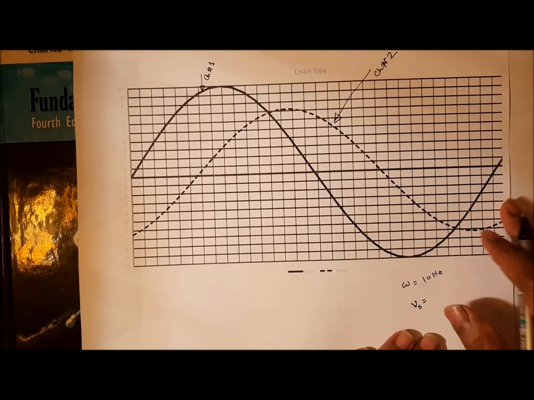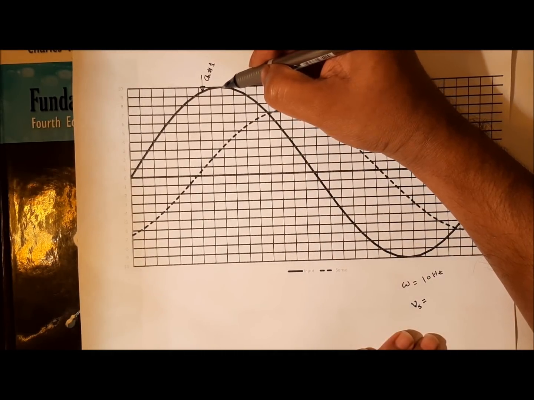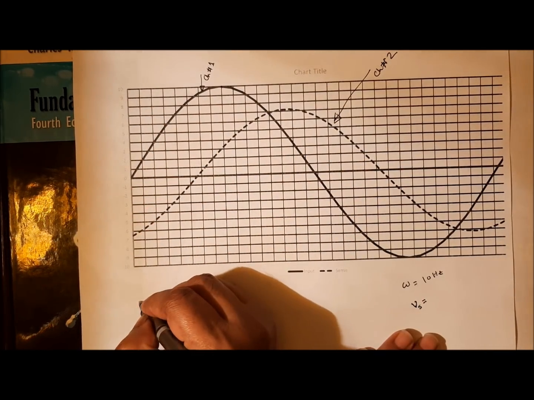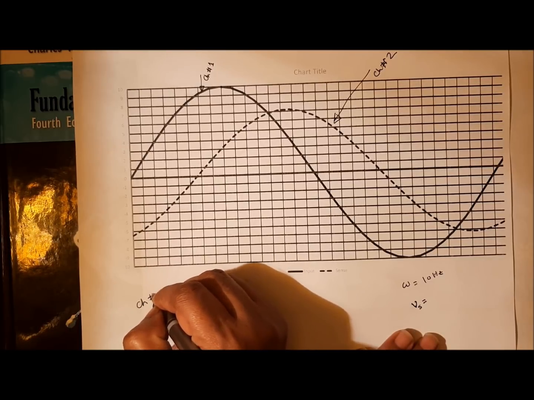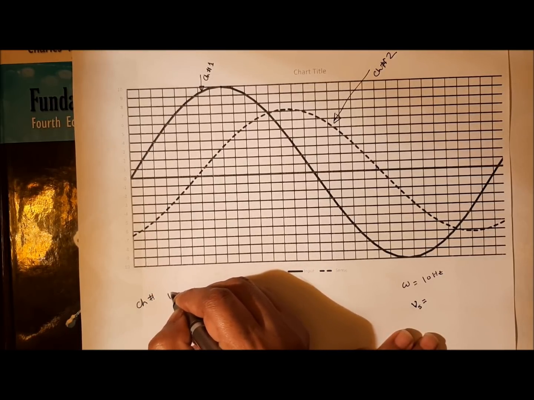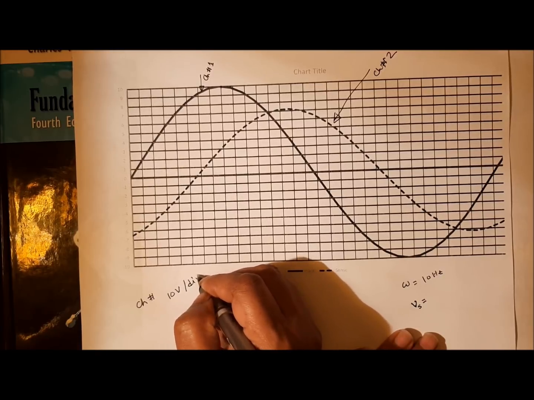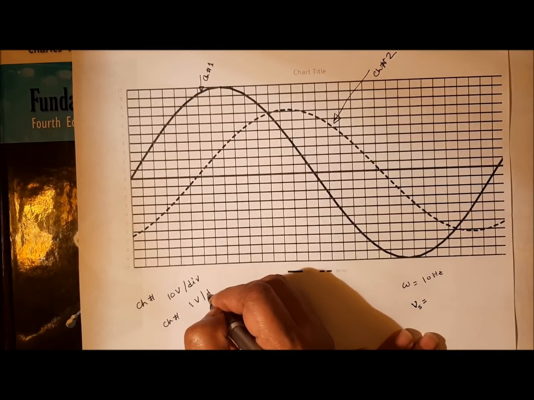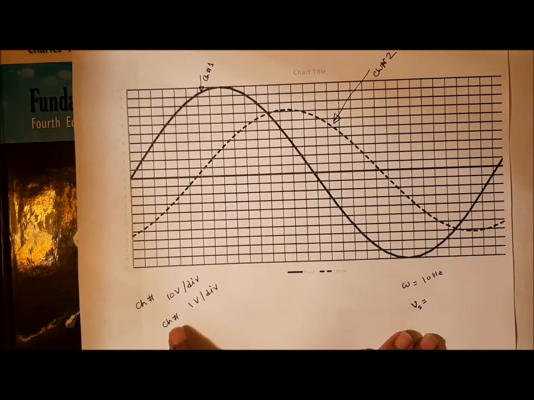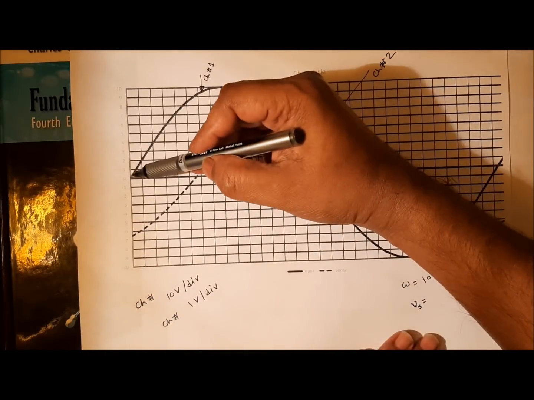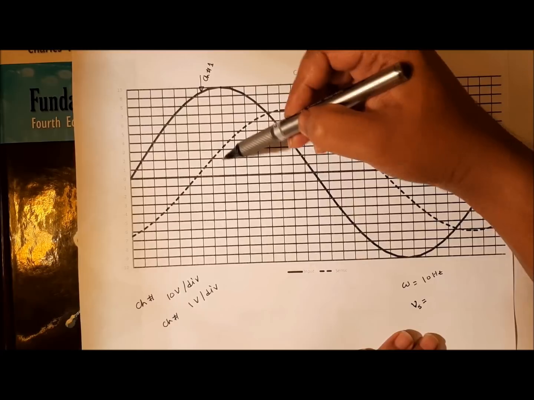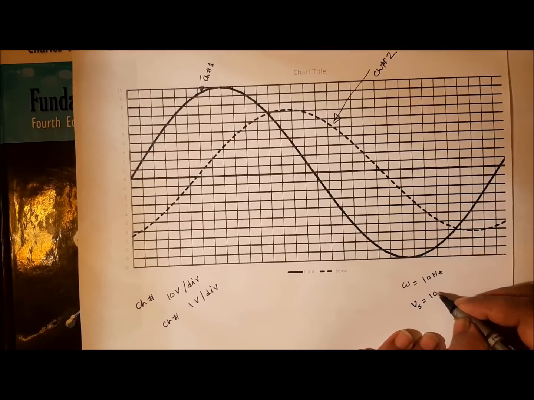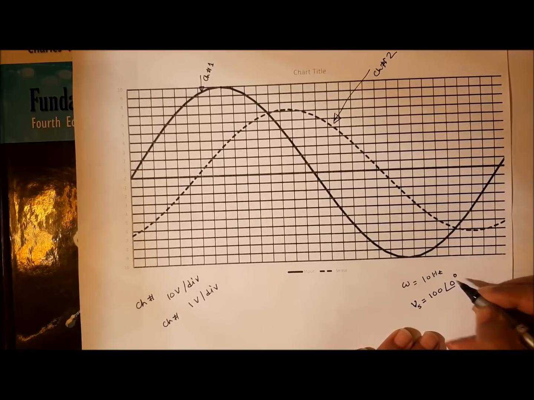For the source voltage expression, you see the maximum is 10. It is also told that channel 1 has a setting of 10 volts per division and channel 2 has a setting of 1 volt per division. So channel 1 has a setting of 10 volts per division, so it will be 100 volts in total, and the phase angle is 0 degrees.